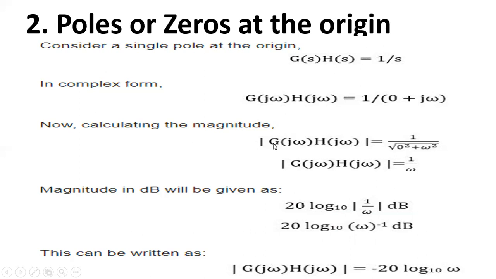Now calculating the magnitude, the modulus of G of j omega into H of j omega is equal to 1 by square root of 0 square plus omega square. So we get 1 by omega. Magnitude in decibels will be given as 20 log 10 of 1 by omega decibels. So 20 log omega to the power of minus 1. So we get minus 20 log omega base 10. So this is the magnitude of G of j omega into H of j omega.